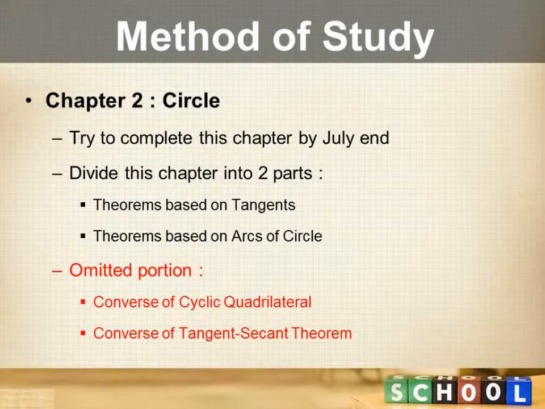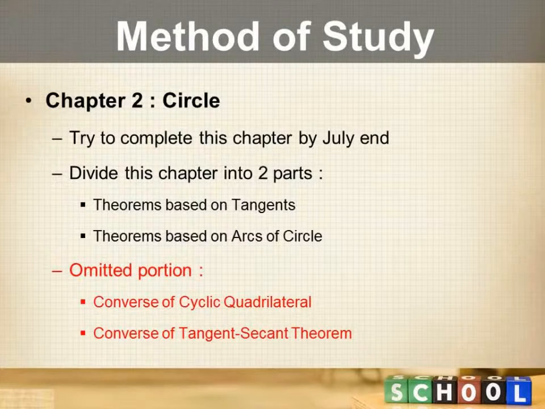Now let us go to the next theorem, that is based on the arcs of a circle. Here there is the inscribed angle theorem, and the application of the inscribed angle theorem is in exercise 2.3, which has around 7 sums. After that is again a very important or star theorem, that is the cyclic quadrilateral. The converse of the cyclic quadrilateral theorem has been deleted.